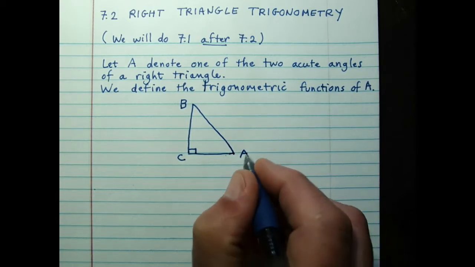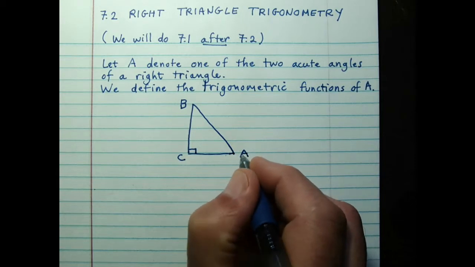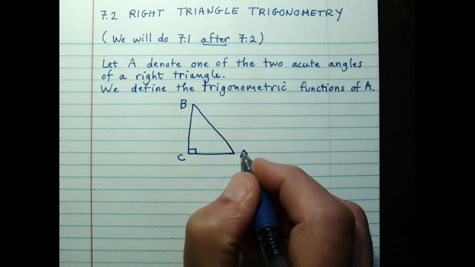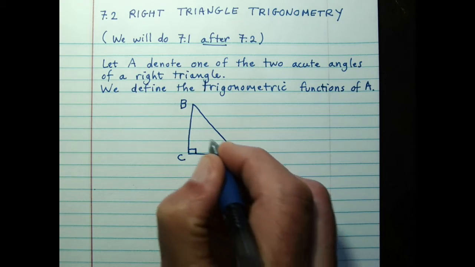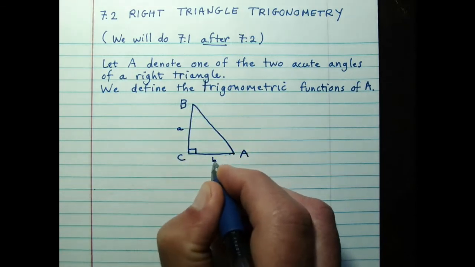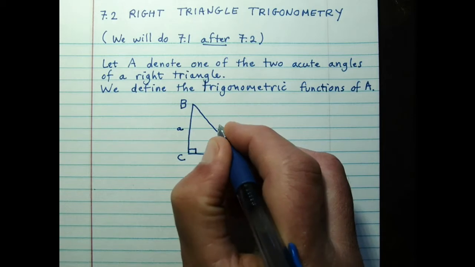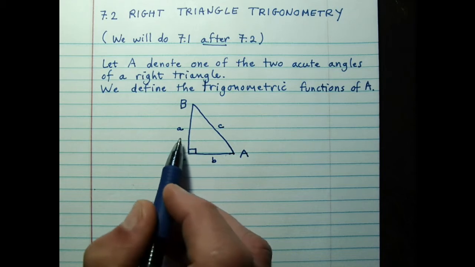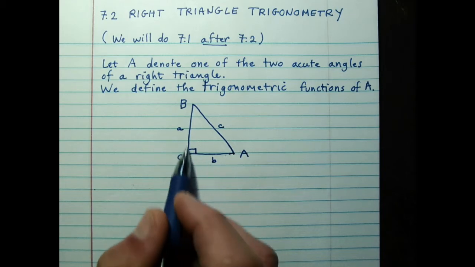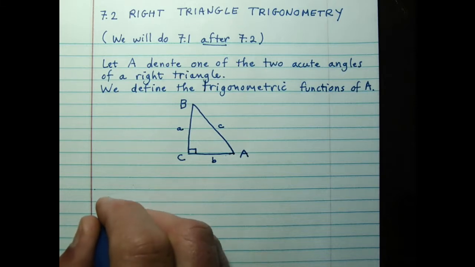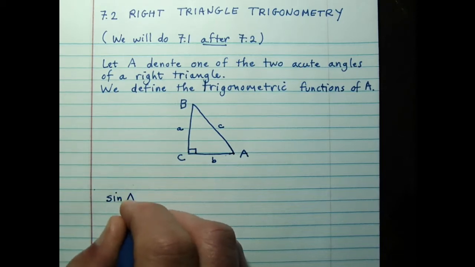And another convention we follow in a course like this is we label the sides of the triangle with small letters, lowercase letters. Across from capital A is side little a. Across from capital B is side little b. Across from capital C is side little c. And notice that a and b are the legs of this right triangle. c is the hypotenuse.